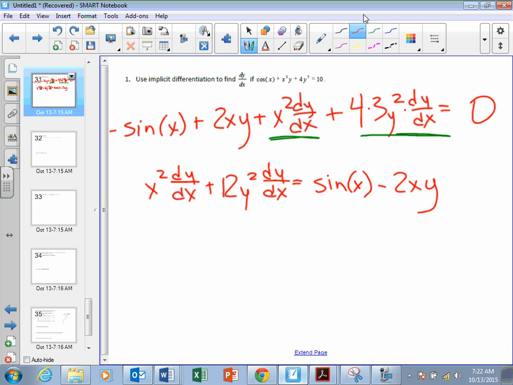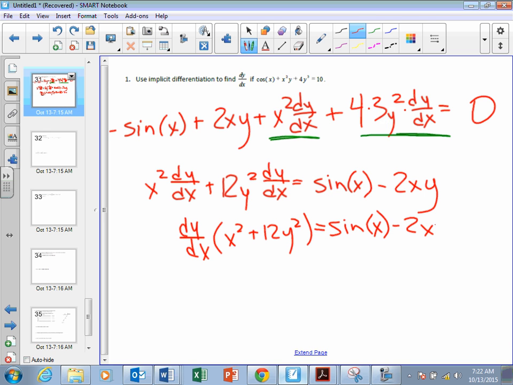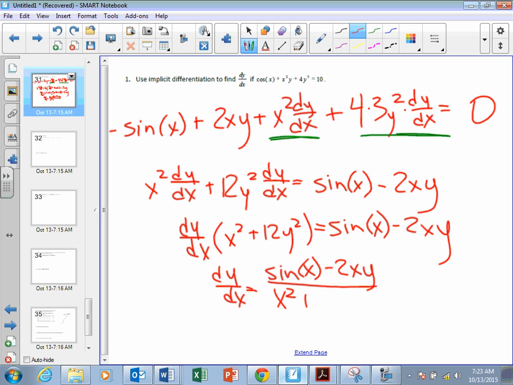All right, now I factor out a dy/dx times (x squared plus 12y squared) equals sine of x minus 2xy. And finally, I divide all of this stuff over. So dy/dx equals (sine of x minus 2xy) all over (x squared plus 12y squared).